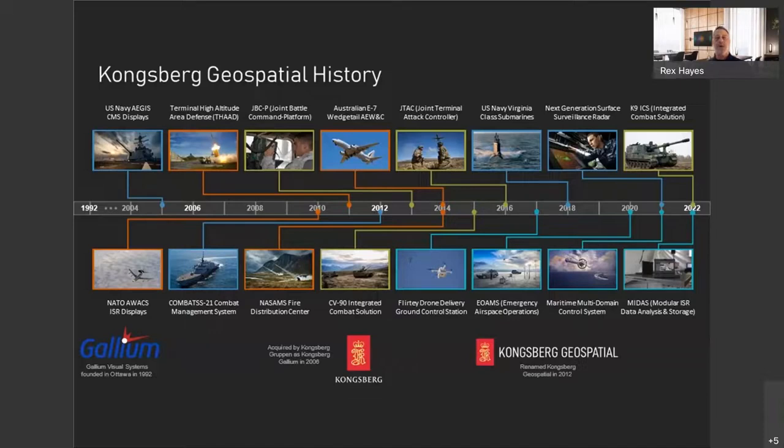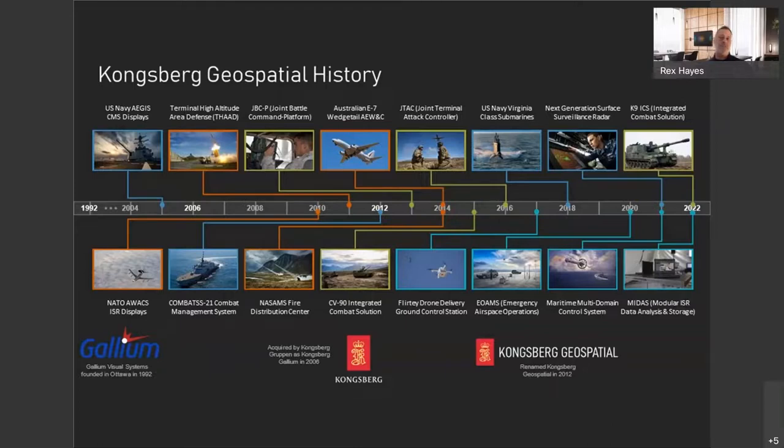Okay, so I have to give a shout out to Kongsberg Geospatial history. This is a great eye chart, by the way. We turned 30 years old this year. We started as Gallium Visual Systems in '92. In '06, Kongsberg, our parent company in Norway, acquired us. And in 2012, it was renamed Kongsberg Geospatial.